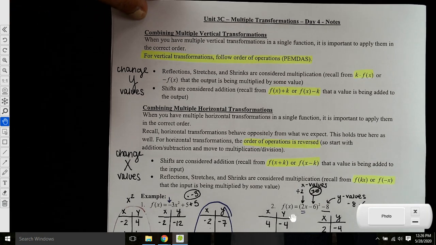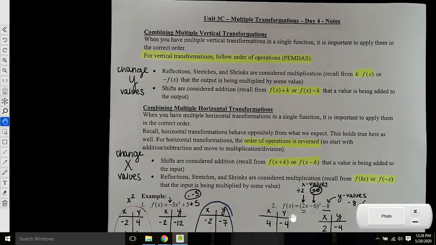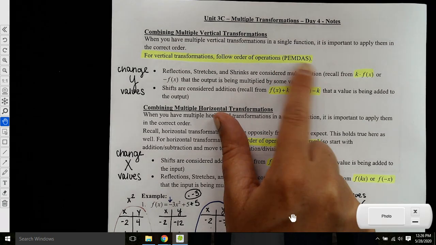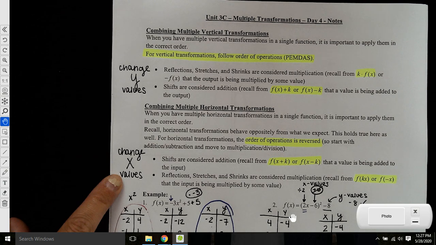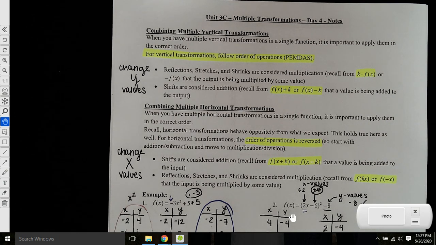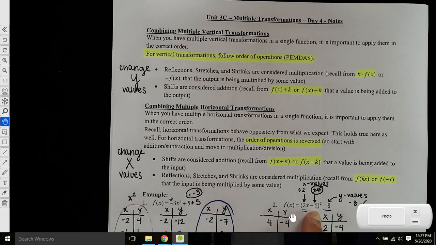So just a reminder, vertical transformations are anything that happens on the outside of grouping symbols. So this -3, this 5, and this -8. And whenever you have vertical transformations, these follow order of operations. Anything that happens on the inside is happening to the x values. And this is a horizontal transformation. So that's this 2 and this 6.